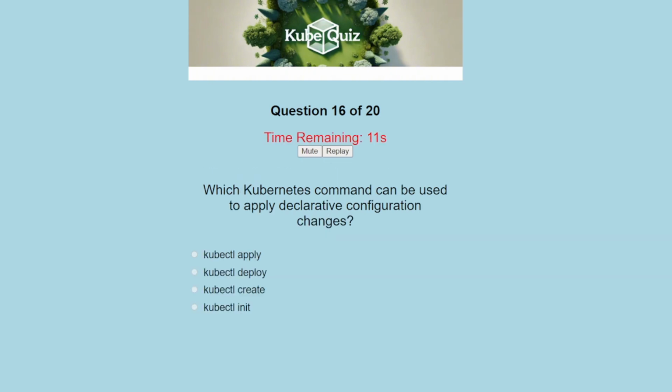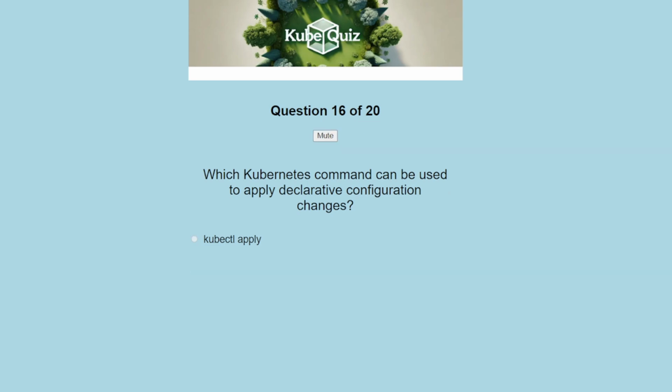Which Kubernetes command can be used to apply declarative configuration changes? kubectl apply, kubectl deploy, kubectl create, kubectl init. The correct answer is, kubectl apply.